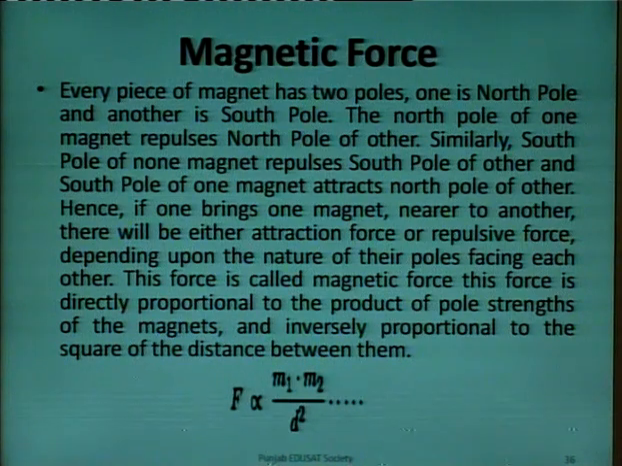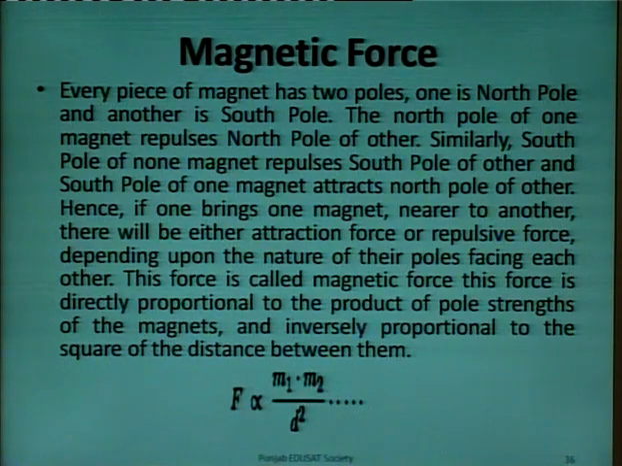Then we are having the magnetic force. Every piece of a magnet has two poles, one is north and the other is south pole. The north pole of one magnet repulses the north pole of the other. Similarly, the south pole of the magnet repulses the south pole of the other, and the south pole of one magnet attracts the north pole of the other.